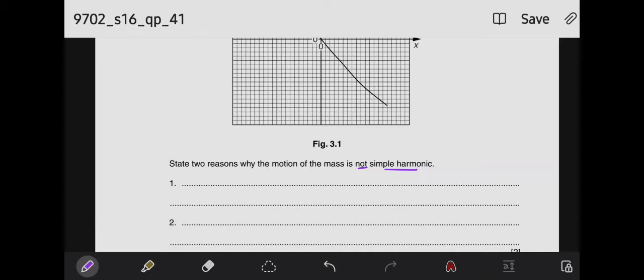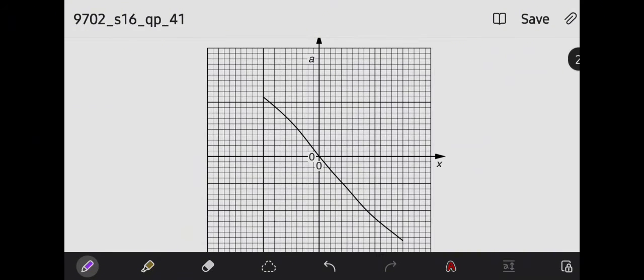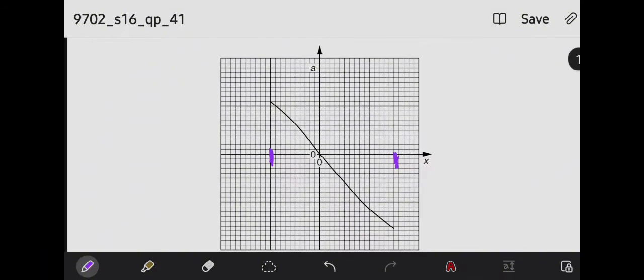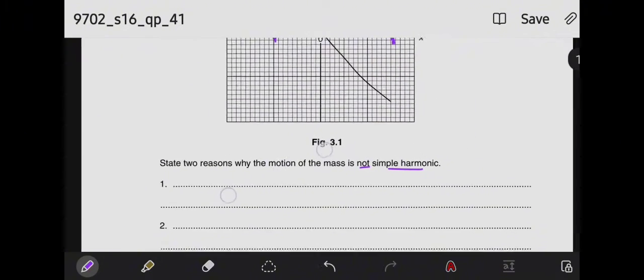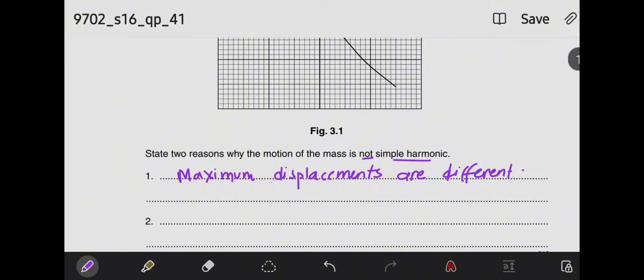Okay, so for the motion to be simple harmonic, the graph should show a straight line, and it should also show that the displacement in each direction is the same. But here you can see the displacement is somewhere here, and then it's this, so they're not equal. So you can say that maximum displacements are different, or maximum displacements are not the same. And the second point was that the line or the graph should not be curved.